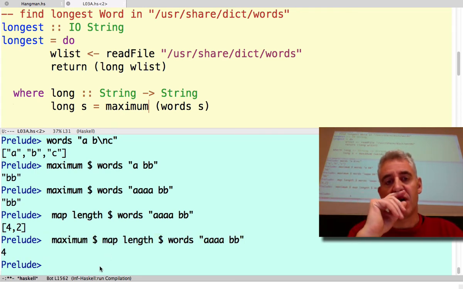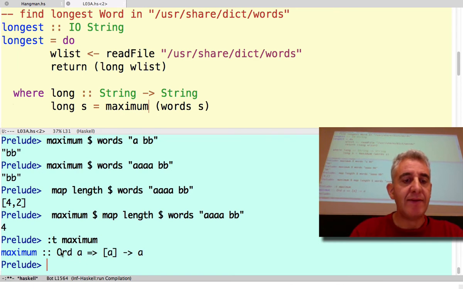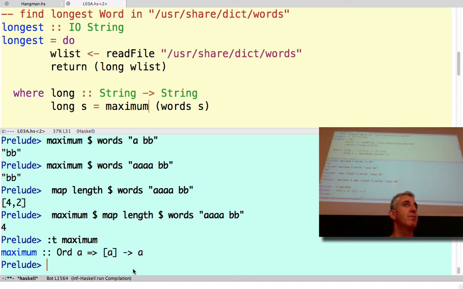Here's an idea that works using the fact that this maximum function is polymorphic. It takes a list of anything which is ordered, and gives you the biggest. So what things are ordered? Well, loads of things are ordered. If you build a list of ordered things, they become ordered. Char is ordered, that's why string is ordered. Another example is if we take a pair of things which are ordered, the result will also be ordered.